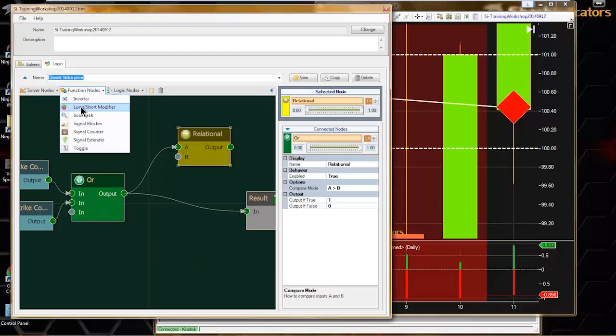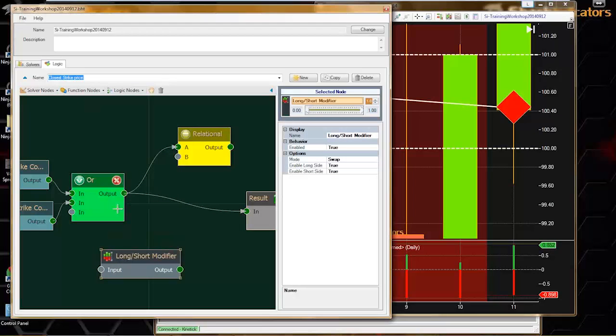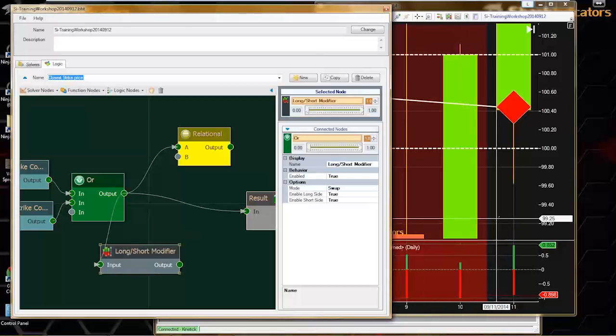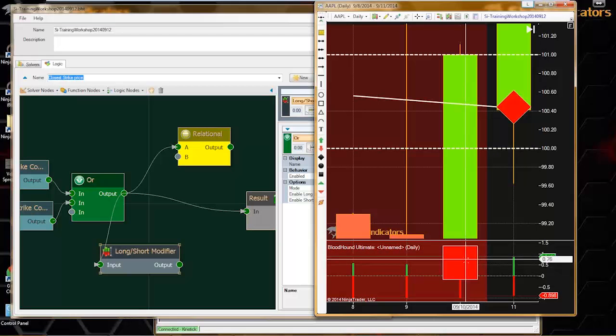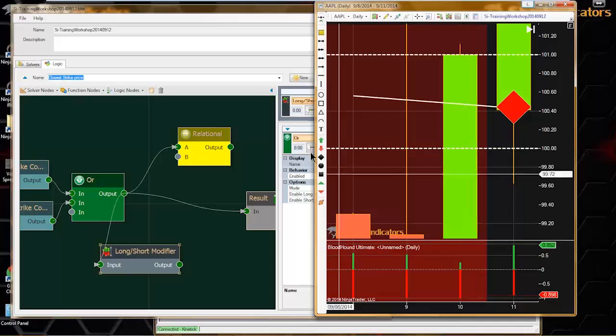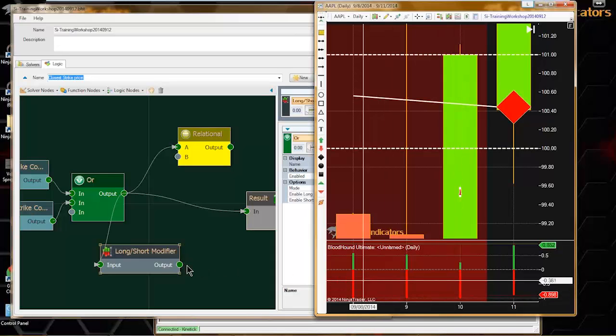The way we can do that is with our long-short modifier. Let's connect that in there. Let's keep an eye on this bar here. I'll mark it with our little tiny red arrow. This bar is going to be obvious: the long output is really small, and our short output is maxed out at 1. So let's keep an eye on that.